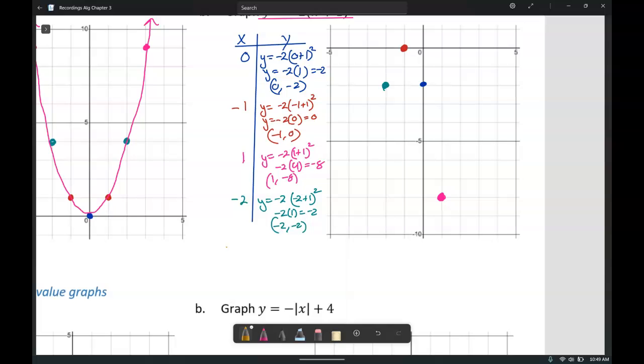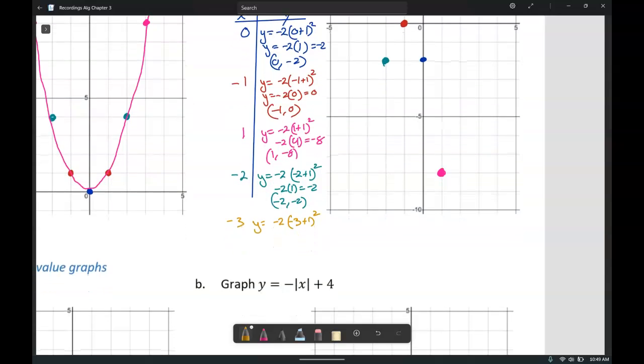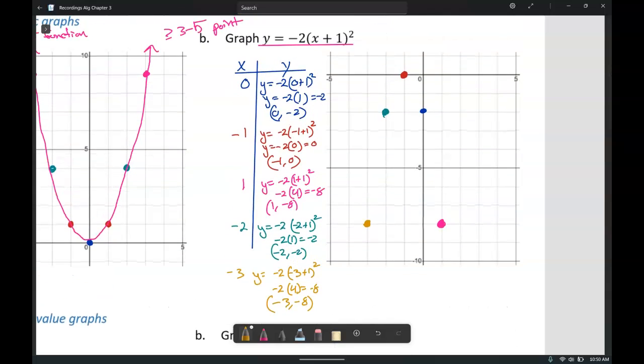We'll start with the point -3 for the x value. y equals -2 times (-3 plus 1) squared. -3 plus 1 is -2. Squared is 4. So -2 times 4 equals -8. So we have the point (-3, -8). And there we go. We've got that symmetric point. And now we can see the graph of our parabola.